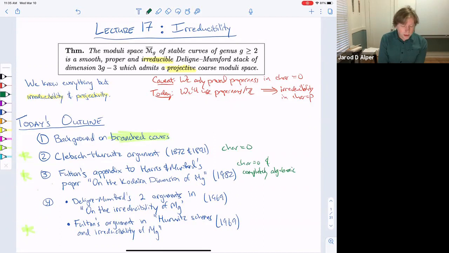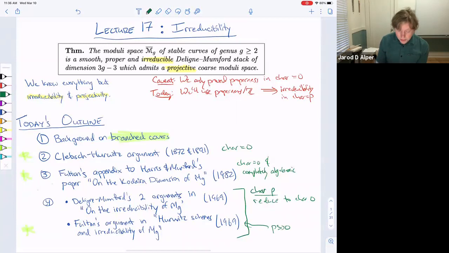So the third argument will be Fulton's appendix. And then I'll try to summarize some irreducibility arguments from 1969. There are these two papers, one by Deligne and Mumford, where they presented two arguments proving the irreducibility of M_g, and then Fulton's paper appearing in the same year. These methods are valid in characteristic P, and they show it in characteristic P by reducing to characteristic zero. And in Fulton's case, it only works if the prime is larger than the genus, or g plus one. So for primes sufficiently large.